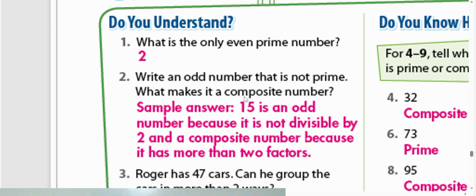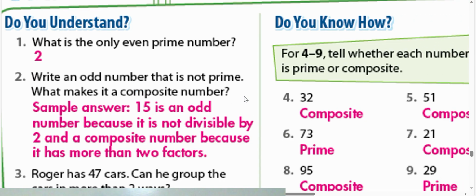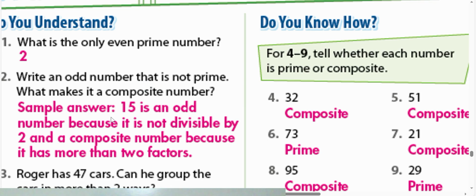What is the only even prime number? 2. 2 is the only even prime number. All prime numbers are odd numbers except 2. Write an odd number that is not prime, like 9. 9 and 15. You can write the simple answer: 15 is an odd number because it is not divisible by 2, and it is a composite number because it has more than 2 factors.